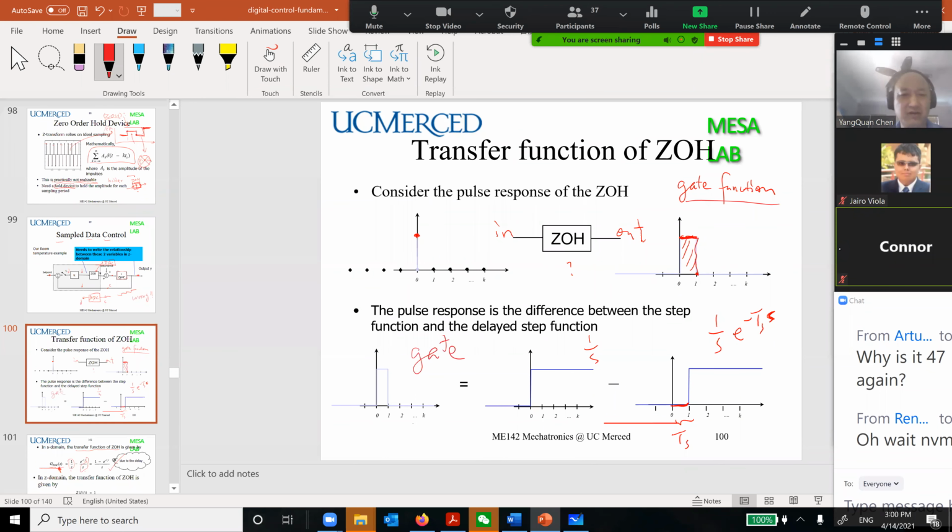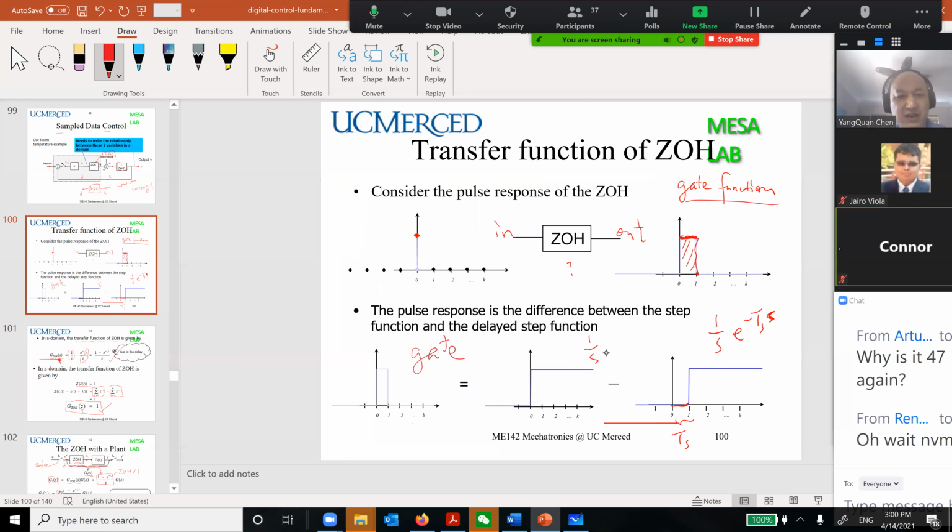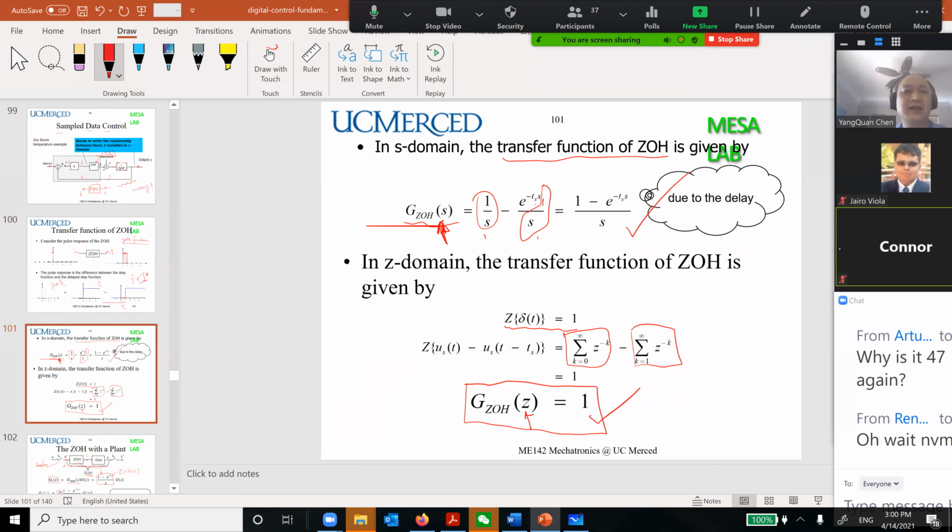So what is the transfer function? Simple. The first one is 1 over S, the second one is delayed, where T is one sampling period. So then you get the continuous time transfer function of the ZOH, okay? But on the other hand, if you have sampled data, you subtract the previous one. So according to the Z transform definition, what we have is 1. In other words, the Z transform of G ZOH is 1, okay? Isn't this beautiful? I think it's great.